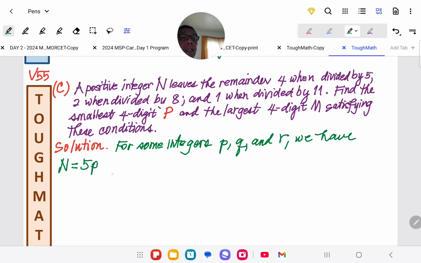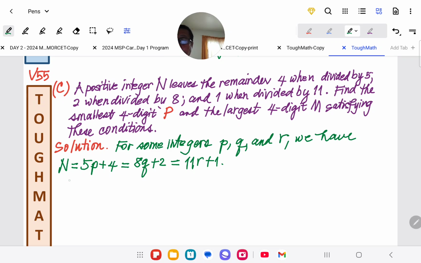5p plus 4, because the remainder is 4. And this same number n is equal to 8q plus 2, because the remainder is 2. And the same number n is equal to 11r plus 1. Okay.